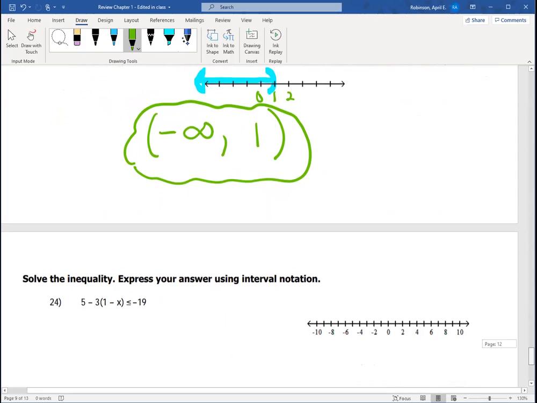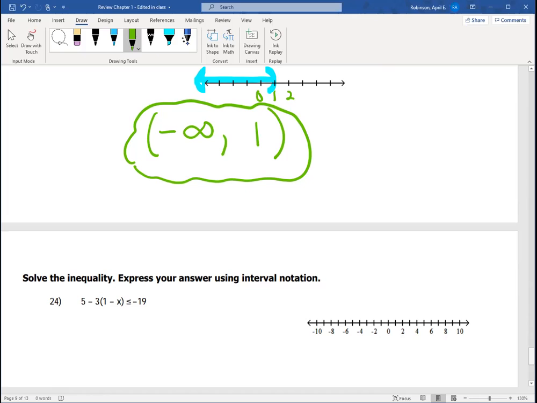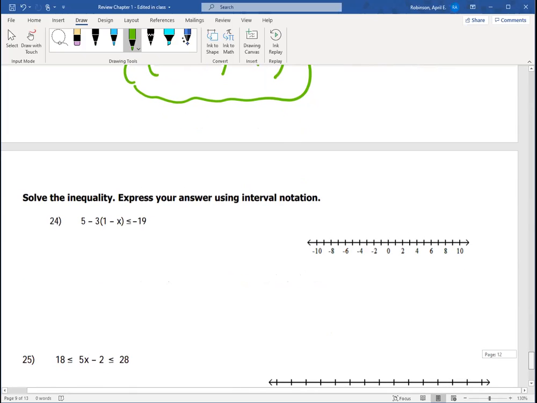And then this one says, solve the inequality, express your answer using interval notation, and also graphing it. I didn't say that in the directions, but there's a number line there. They want me to graph it. All right. Let's start by getting rid of the parentheses, which means I'm going to distribute the -3.